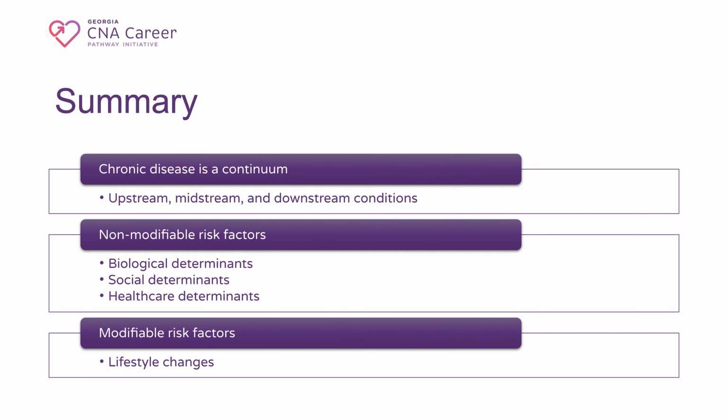In summary, chronic disease doesn't happen overnight and can be thought of as a continuum consisting of upstream, midstream, and downstream conditions. There are many risk factors for chronic conditions, many of which are outside our control, such as biological, social, and healthcare determinants. Because non-modifiable risk factors are mostly outside of our control, it is important to address those risk factors we have influence over, which we refer to as modifiable risk factors. In the following videos, you will learn more about self-care and chronic disease prevention by controlling modifiable risk factors.